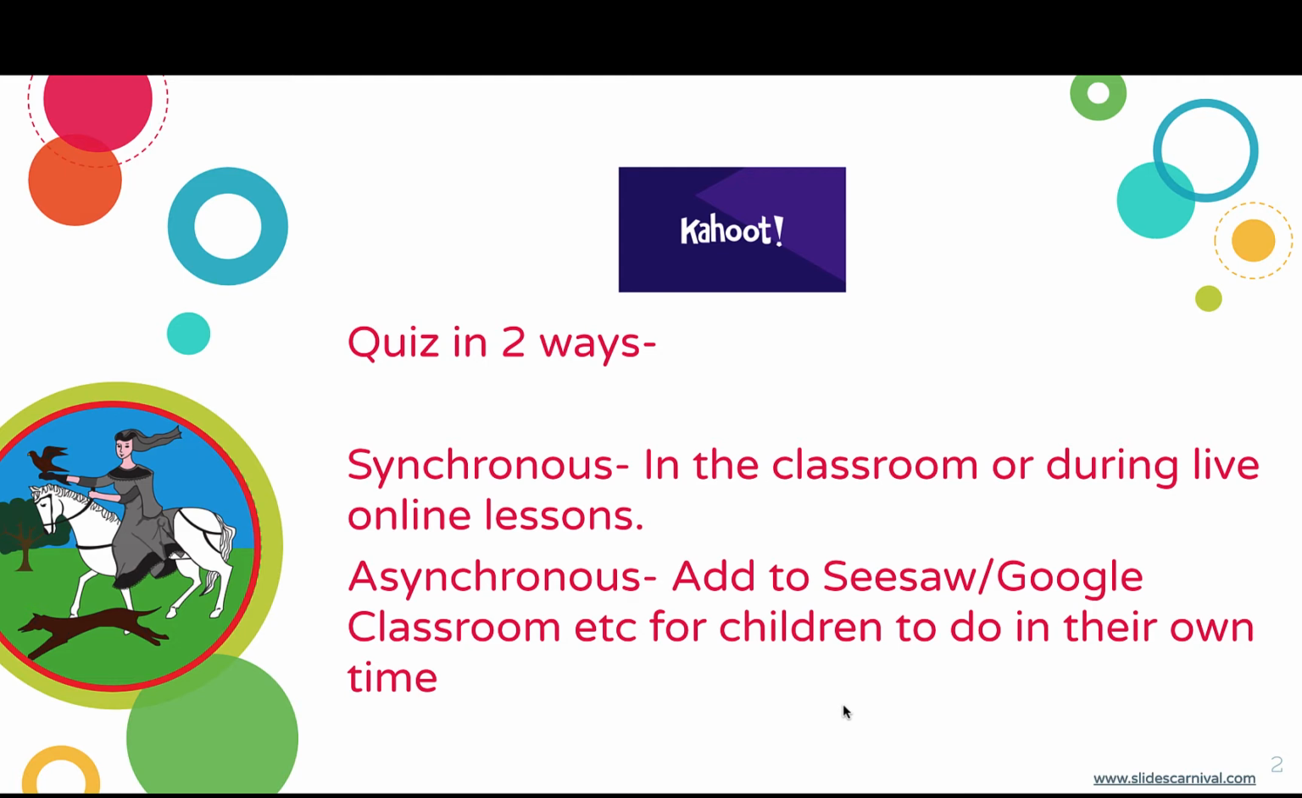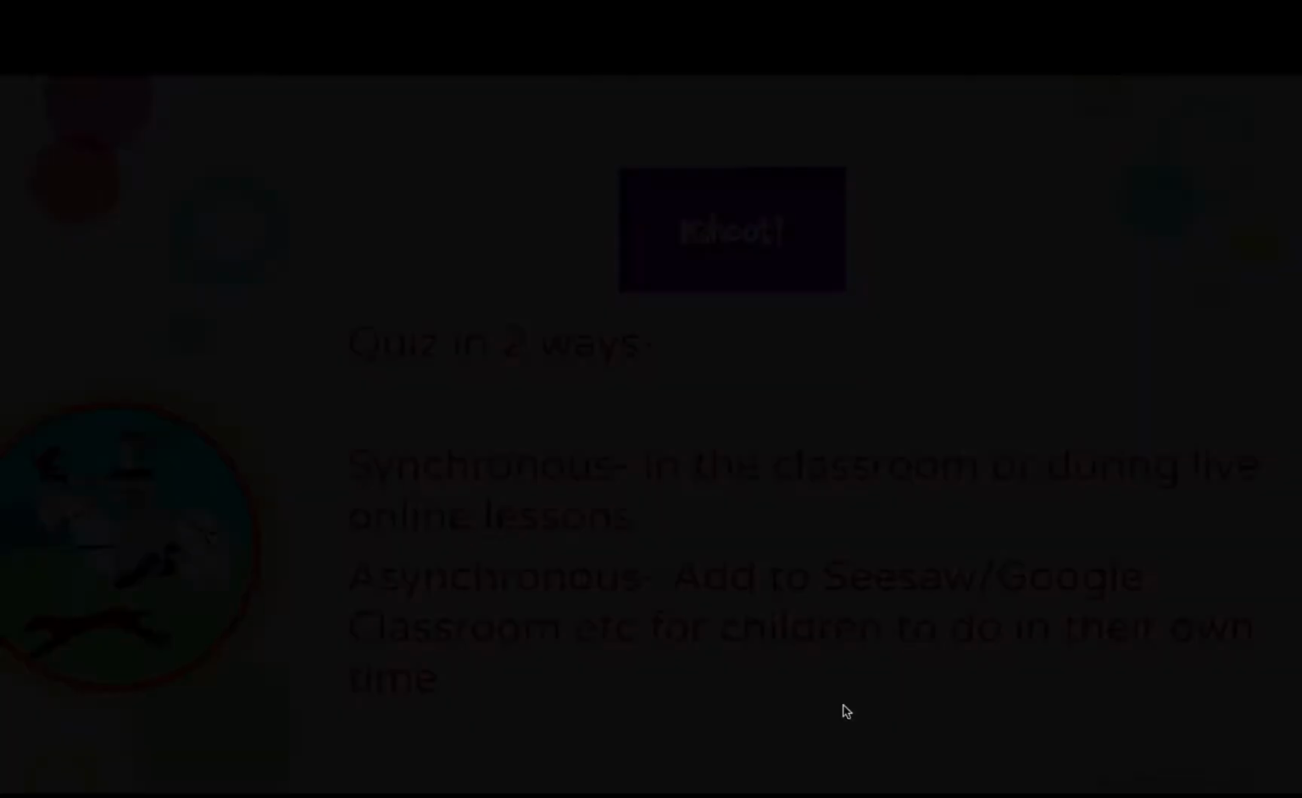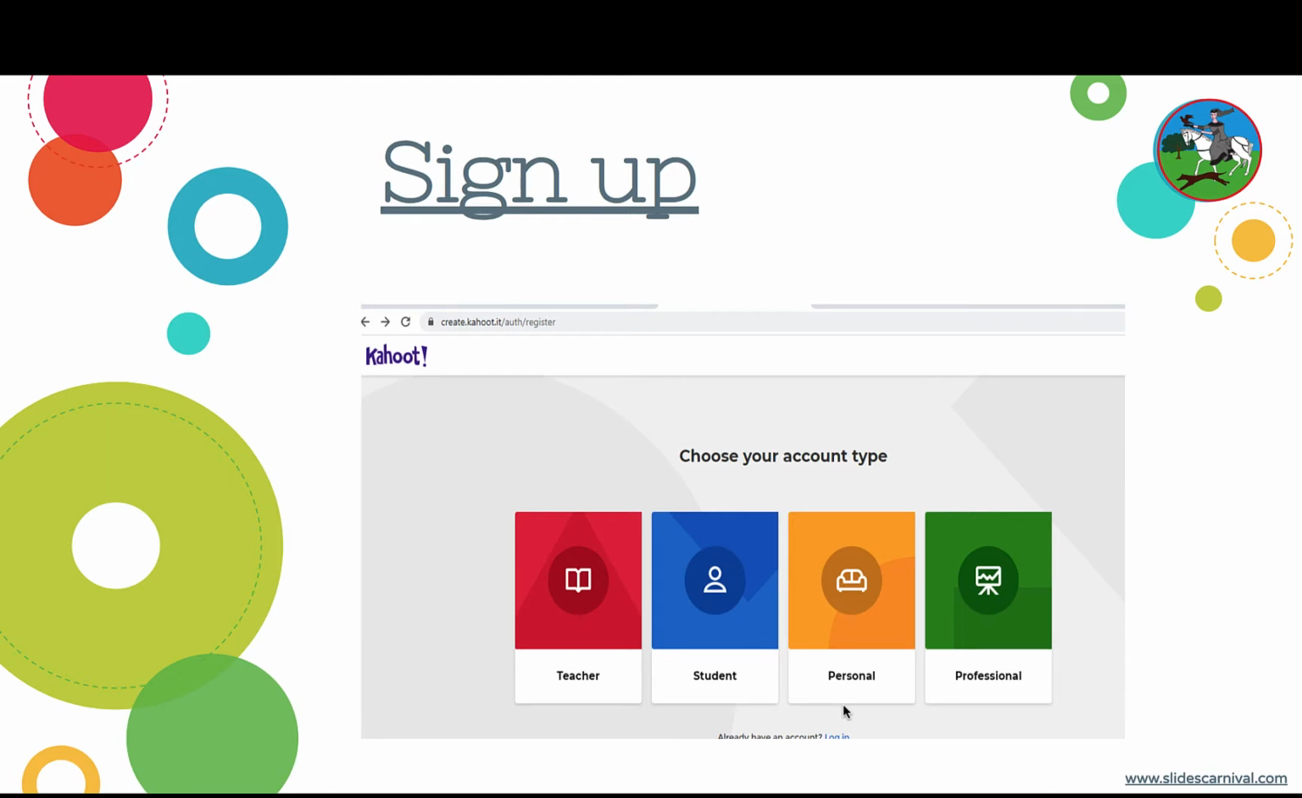It's worth noting that for synchronous lessons, if you're in the classroom, then you will be showing your screen on the board and the children will be responding on their individual devices. But if you're doing it during a live online lesson, the children will need to either split their screen so they can see your screen and have a new tab open to complete the quiz, or they will need a separate device.